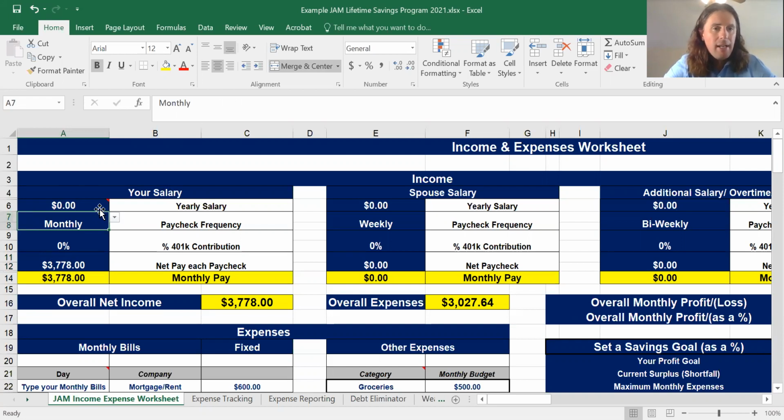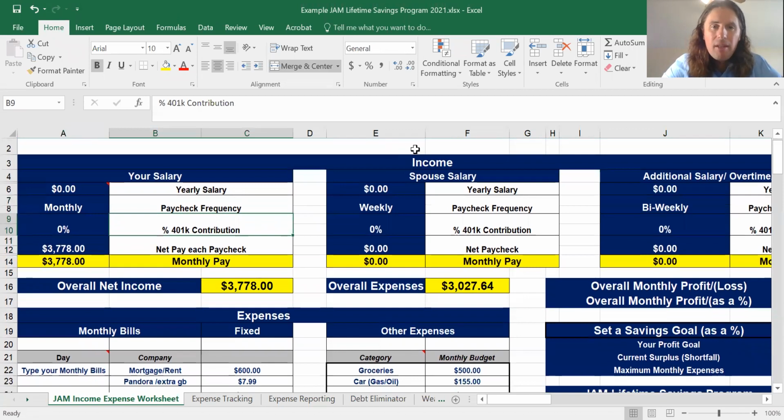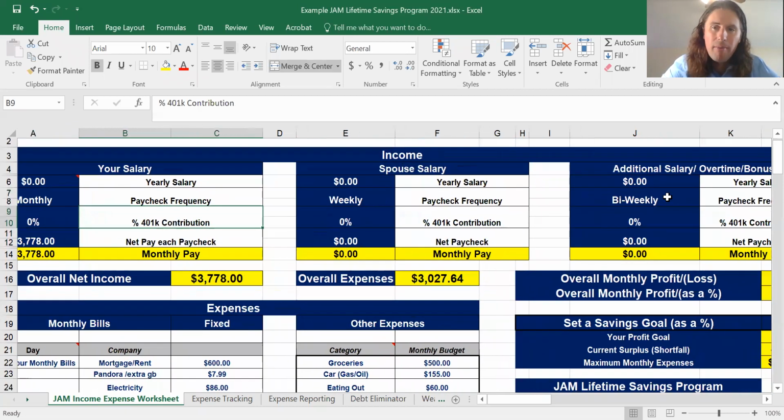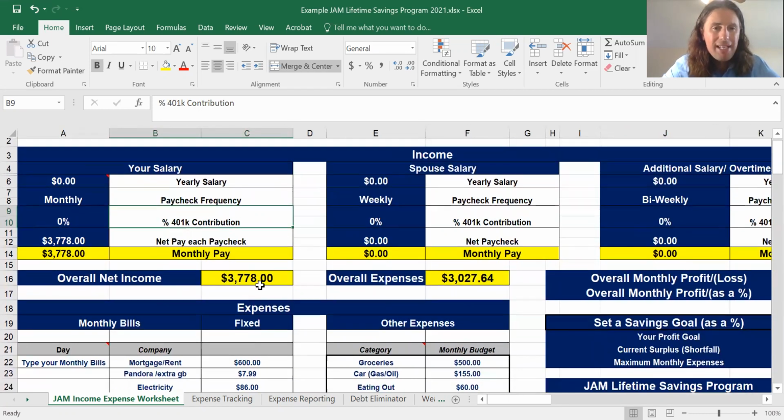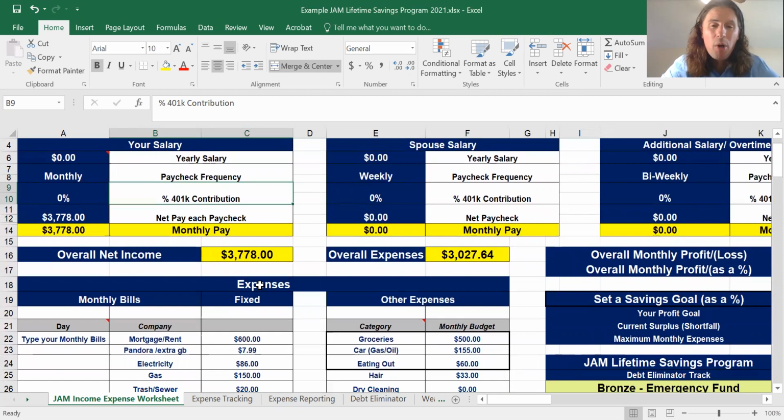So if you need to change this, just add your paycheck frequency and your 401k contribution in terms of percentages. Ultimately, we're going to get a net paycheck. In a perfect world, if you had a weekly net paycheck of $37.78, that would be a nice number, but this is a monthly number, and that's what we're using. That takes care of the income. The spouse's income, if you have that, and additional income from any side jobs can go here, and that will all get baked into one number right here: overall net income. That's the number we can use for our net income.